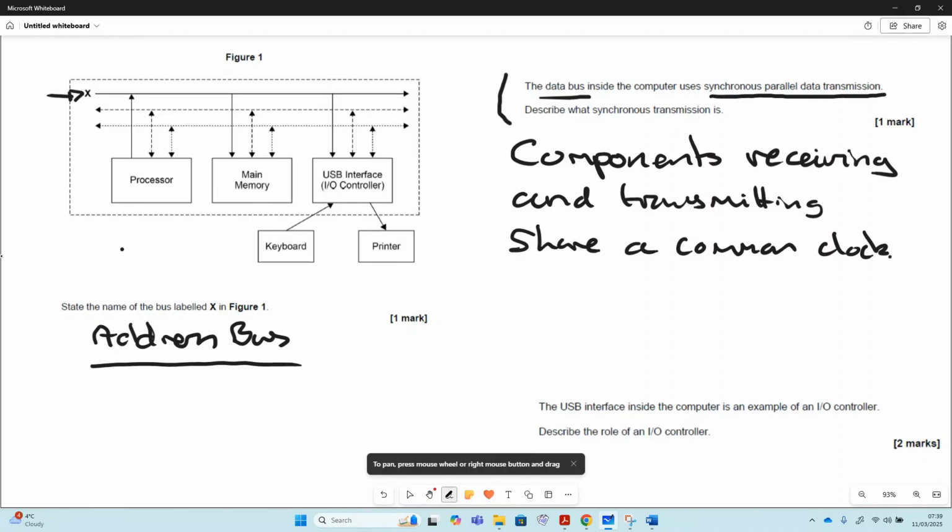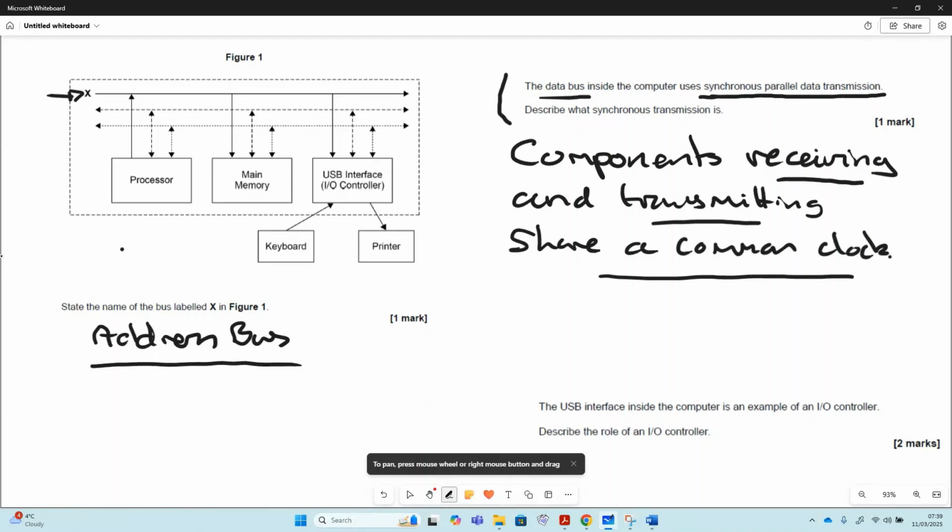So when you've got a question like this, it's always worth talking about the receiver and the transmitter, if you like. In this case, it's receiving and transmitting components because it's inside the computer, but if it was two devices that were not necessarily both inside and they were both showing a parallel synchronous, you could say the sender and receiver or something similar, receiver and transmitter. Just saying components share a clock is not going to be enough. So if you just say the components share a clock, you're not going to get the mark, I don't think, but you definitely get it for receiving and transmitting components share a common clock.